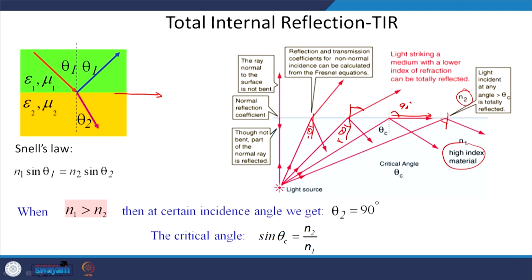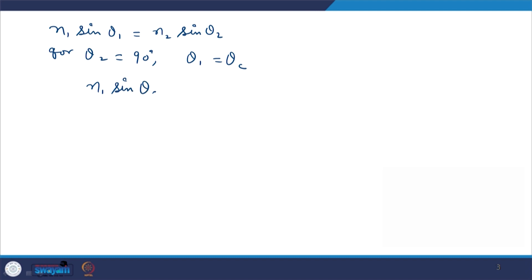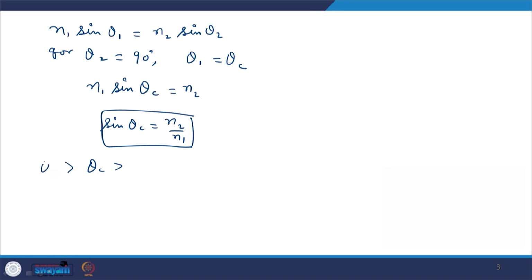So, if you want to calculate the critical angle, we know that the formula was n 1 sin theta 1 is equal to n 2 sin theta 2. And for theta 2 equal to 90°, theta 1 is equal to theta c. So, what we get is n 1 sin theta c is equal to n 2, and sin theta c is equal to n 2 by n 1. This is the condition for critical angle. So, if theta is greater than theta c, this implies that there will be TIR, total internal reflection. We will see what happens to that.